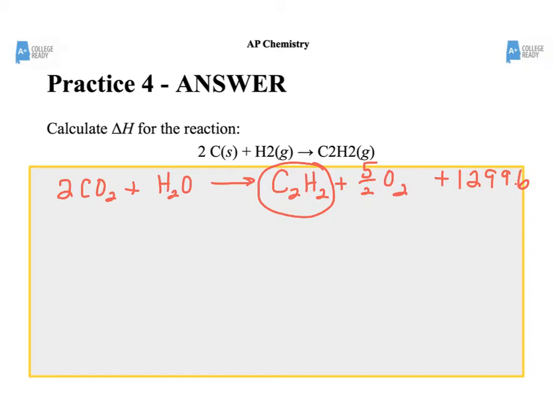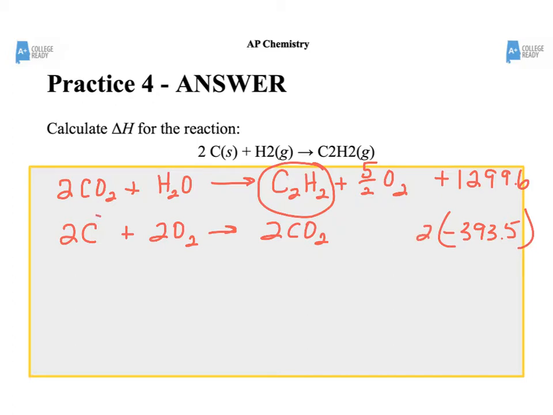For the second one, I had to multiply it to get the correct coefficient for the carbon. So I'm going to say 2 carbons plus 2 oxygens give me 2 carbon dioxides. And I'm just going to take that enthalpy, negative 393.5, and for that one I'm just going to multiply it by 2 because that's what I did. And I'm going to circle my carbon because it's in the right spot and has the correct coefficient.